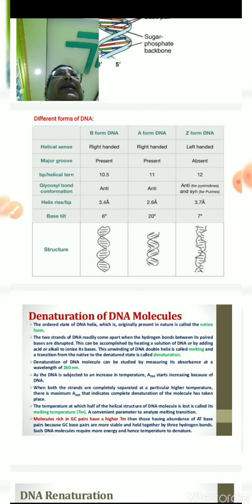So naturally more steps are there, that is, the number of base pairs is also more, 11. Here also the number of base pairs is more, 12. Okay. Now the base tilt is 6 degrees. In the case of the B form of the DNA it is 2 degrees, and here it is 7 degrees. This is the B form structure, this is the A form structure, and this is the left-handed helix.